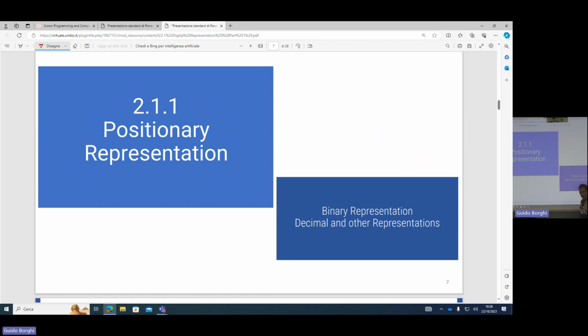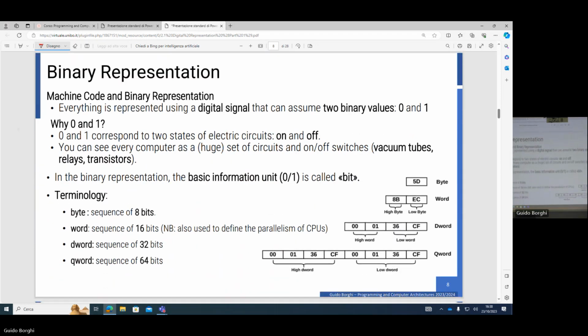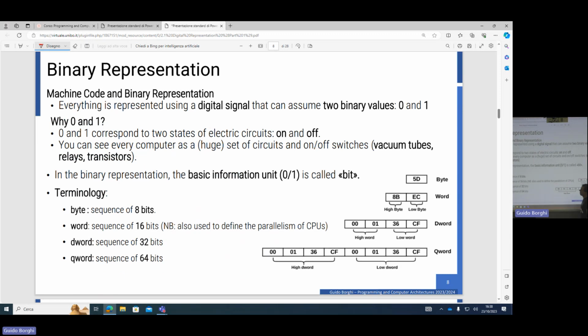If you don't have questions, we can start with the positional representation, the introduction to the binary representation. Have you ever heard the word positional representation? No. This is your first time? Perfect. No problem.